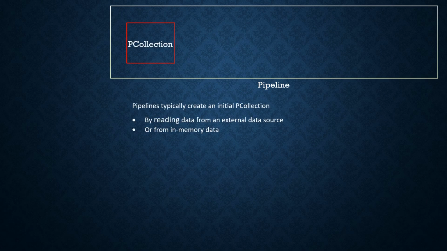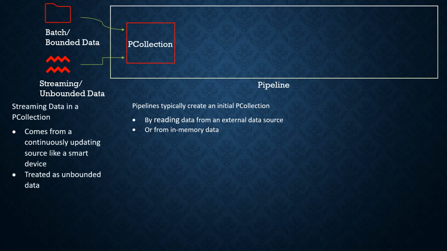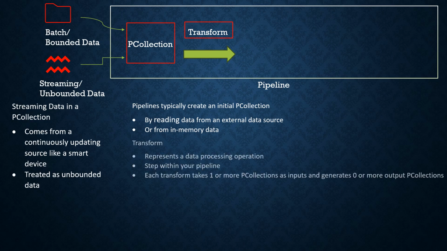Dataflow. Pipelines typically create an initial PCollection by reading data from an external data source or from in-memory data. Your PCollections are used in the pipeline. They represent data as it is transformed within the pipeline. It represents a potentially distributed multi-element data set, both batch and streaming data. Batch data in a PCollection is when it comes from a fixed source, such as a file. The data set is bounded and treated as a batch. Stream data in a PCollection comes from a continuously updating source, like a smart device, and is treated as unbounded data.